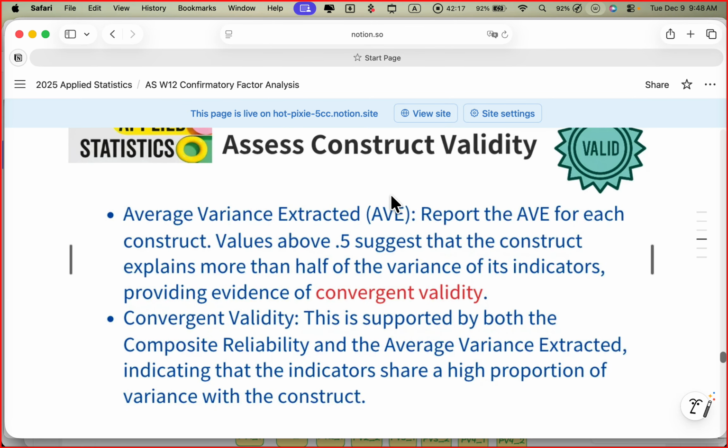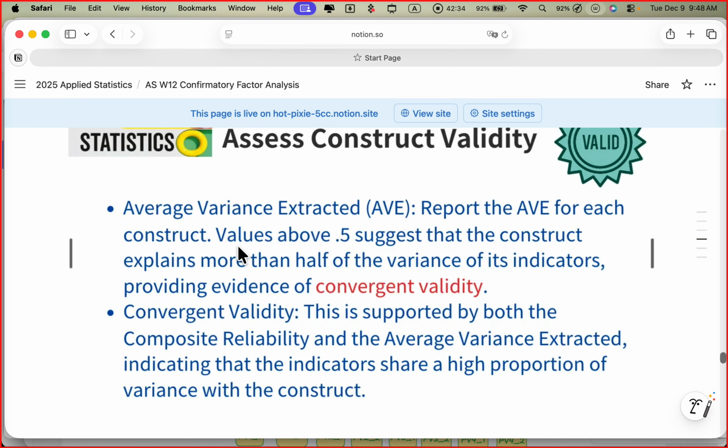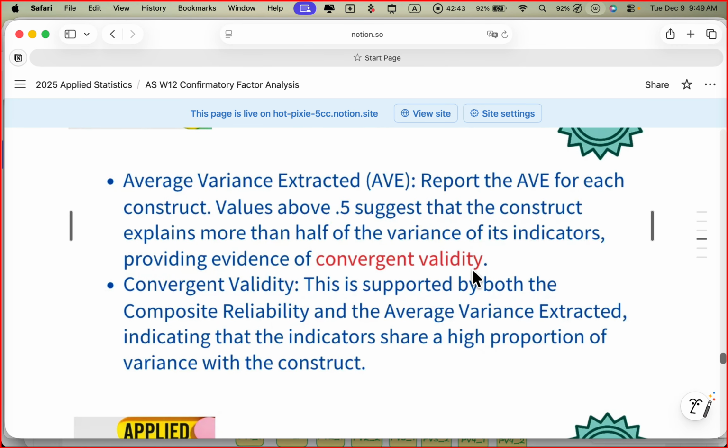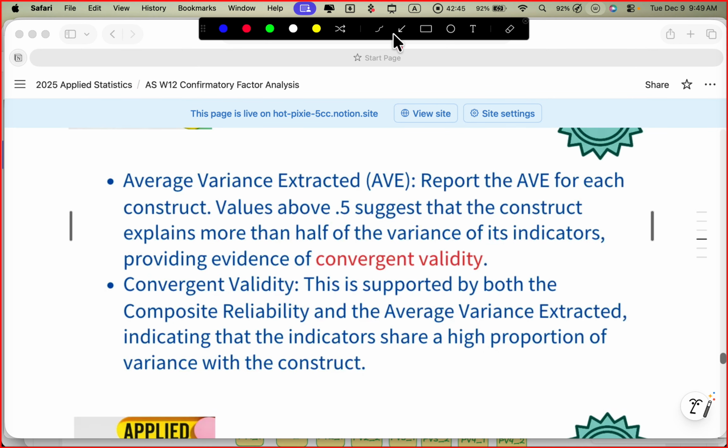For the construct validity, we just mentioned the AVE, average variance extracted. You see that? Average variance means the indicator's variance. Extracted means by the factor. Report AVE for each construct. A value above 0.5 suggests the construct explains more than half of the variance of its indicators. You see that? Read it again.